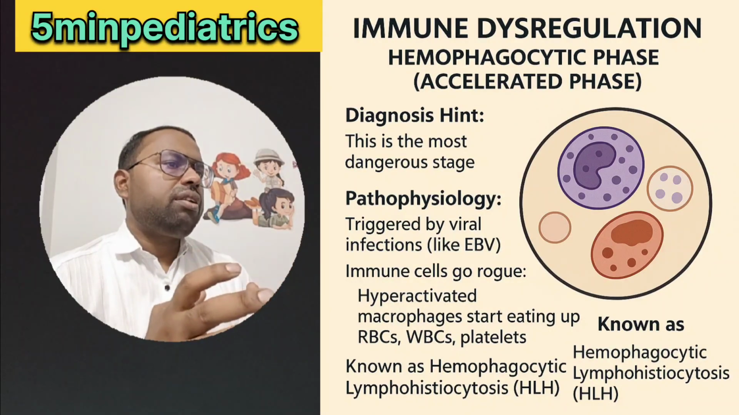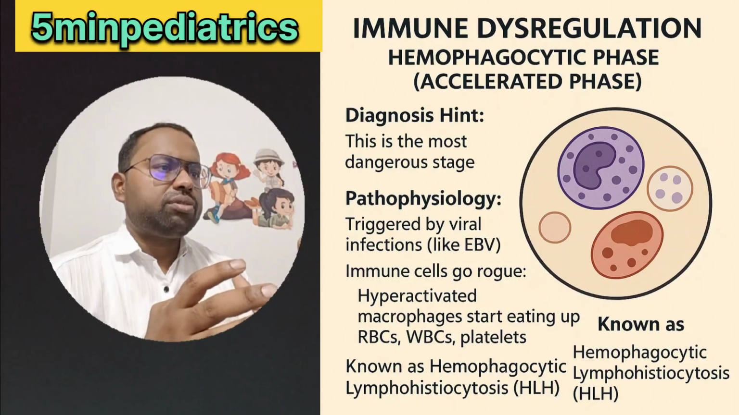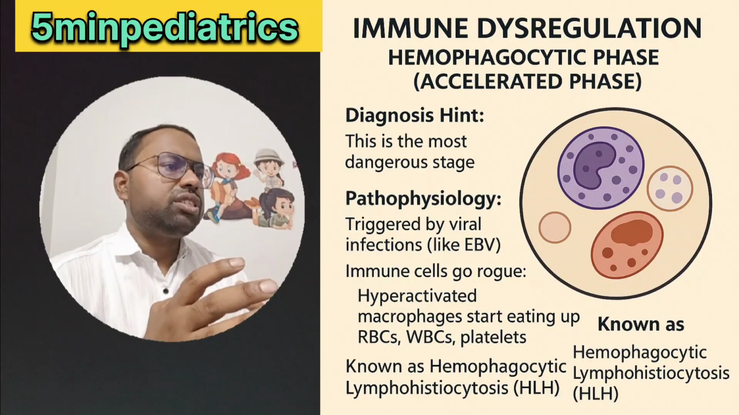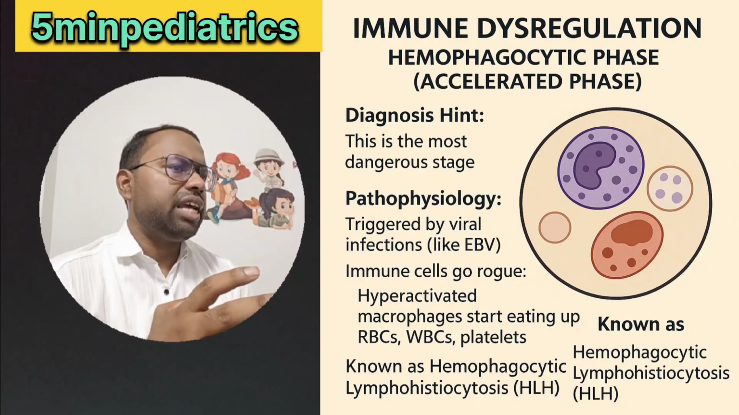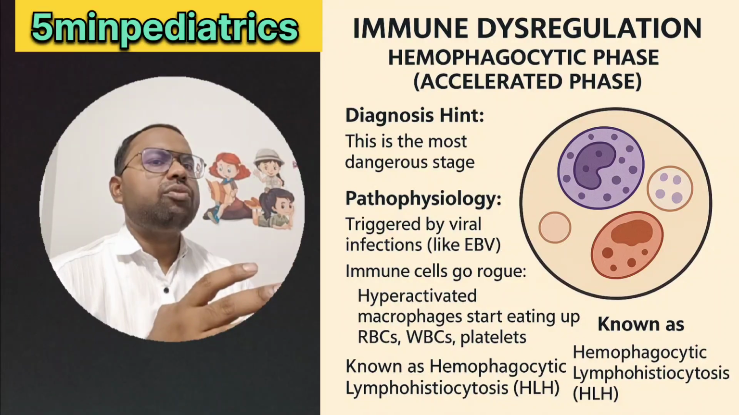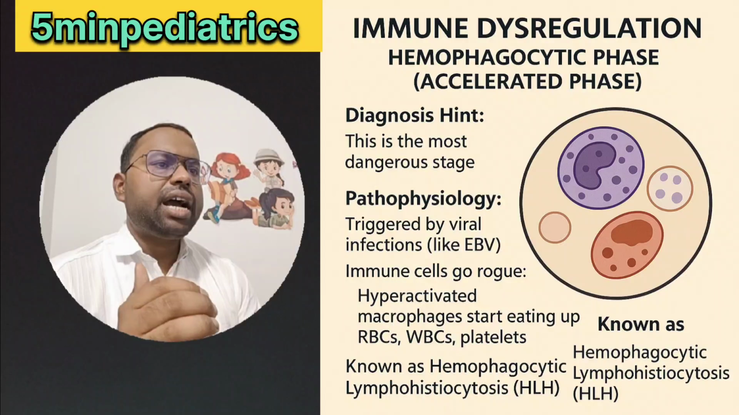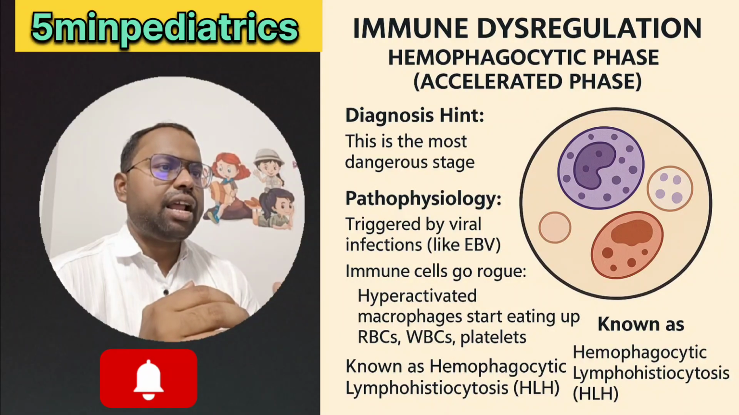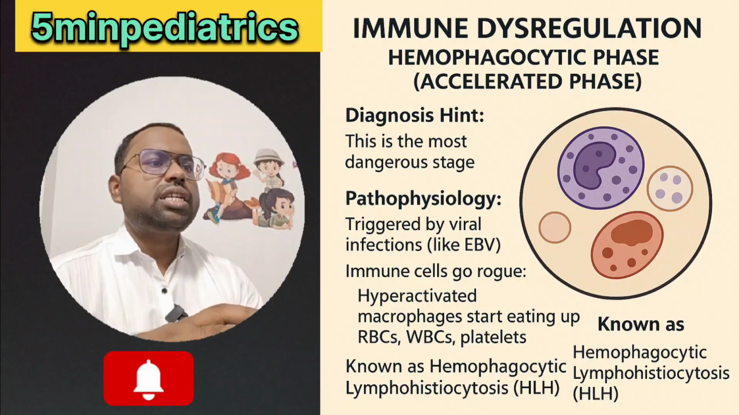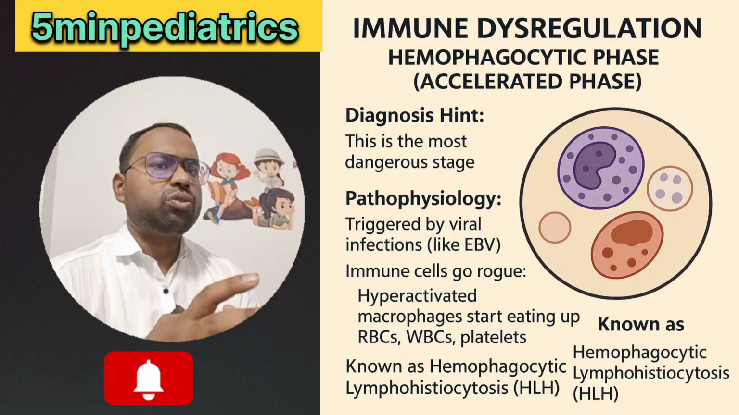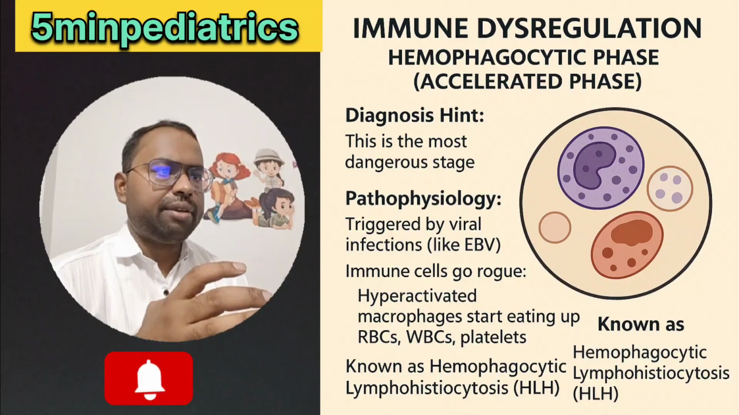So what we call it is hemophagocytic lymphohistiocytosis. Commonly we call it HLH. So in lab findings, what you get is high ferritin, cytopenias, high triglycerides and low fibrinogen. So this is a very fatal condition, so you have to treat it urgently.